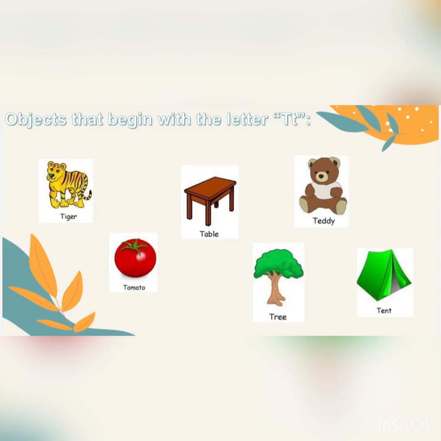T, t, tiger. T, t, tomato. T, t, table. T, t, tree. T, t, teddy. T, t, tent. Repeat after me. T, t, tiger. T, t, tomato. T, t, table. T, t, tree. T, t, teddy. And t, t, tent. All these objects begin with the letter T that makes the sound T, T, T, T, T, T.